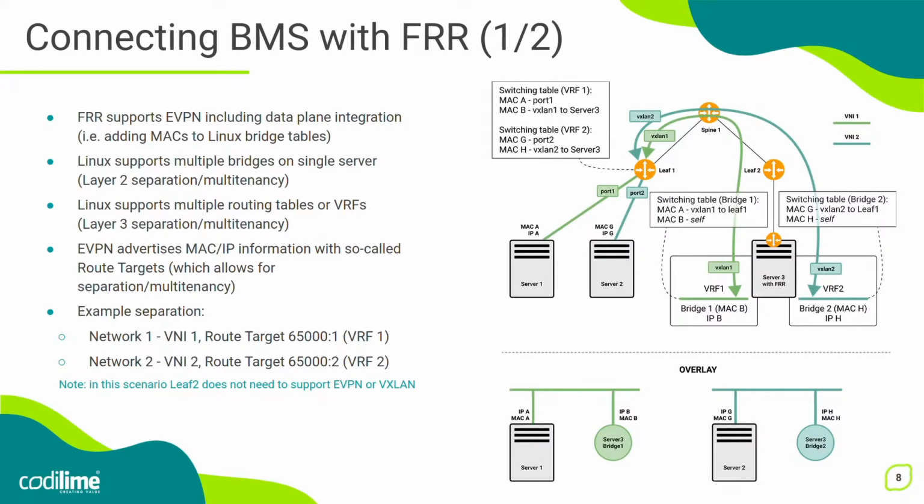All right, so before we've mentioned that VXLAN tunneling and EVPN can also be run in software, so not only on the networking devices, but also, for example, on the Linux operating system. In our case, in order to do that, we are using FRR because it supports data plane integration, meaning that it can manipulate Linux's bridge tables and routing tables.